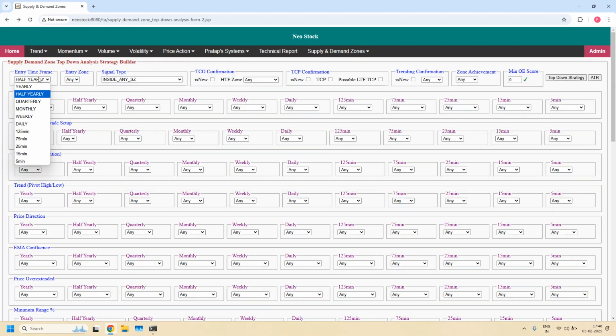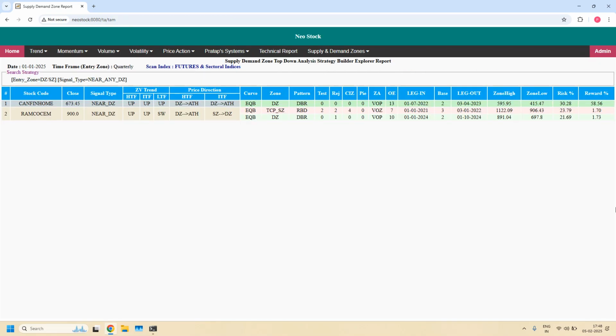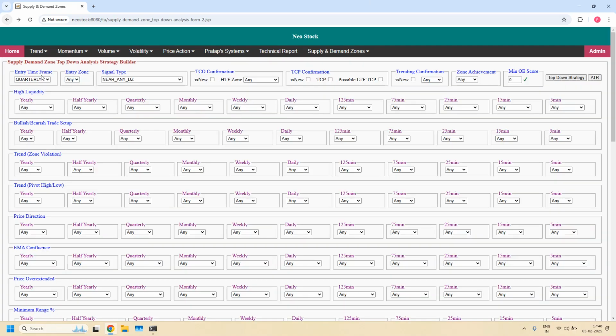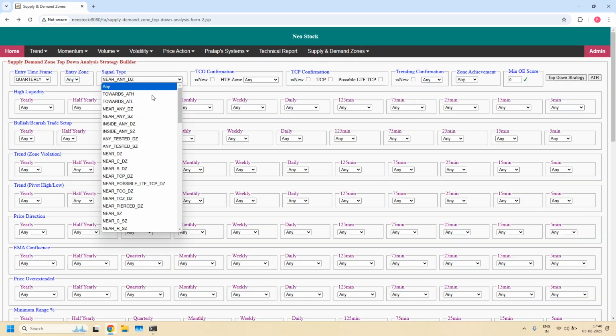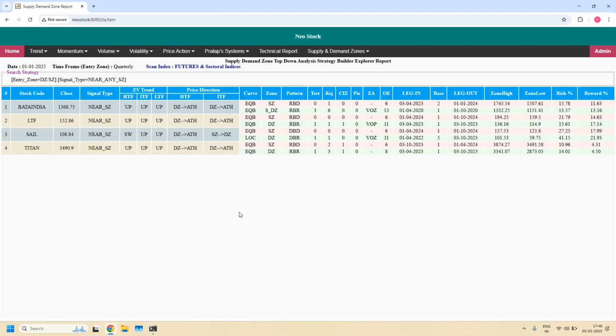Next time frame is quarterly. Stocks near quarterly demand zone. We got 2 stocks. Next, quarterly time frame, stocks near quarterly supply zone. We got 4 stocks.